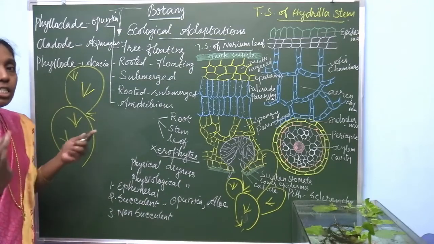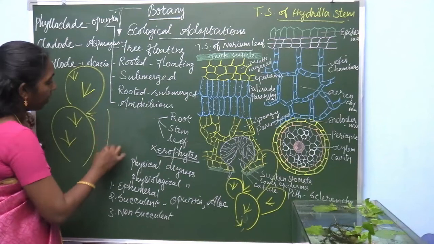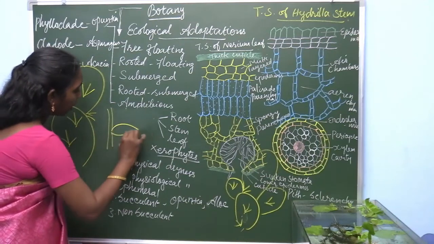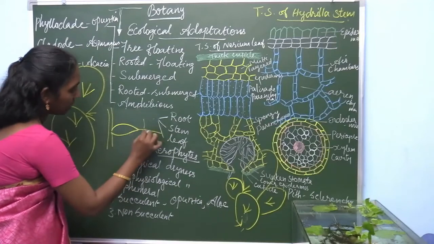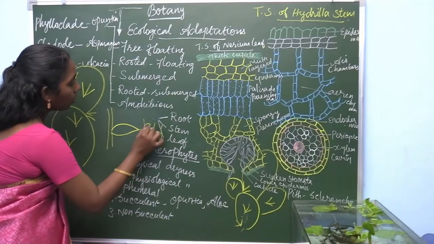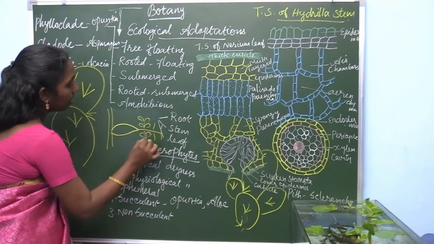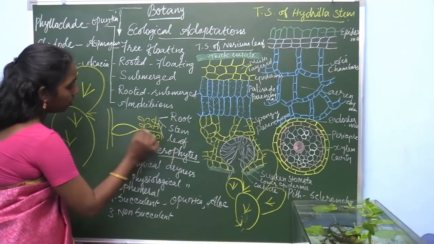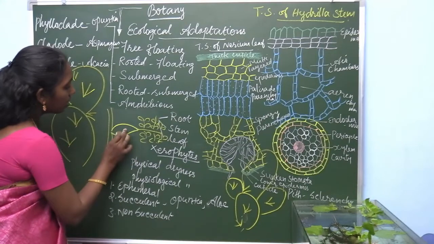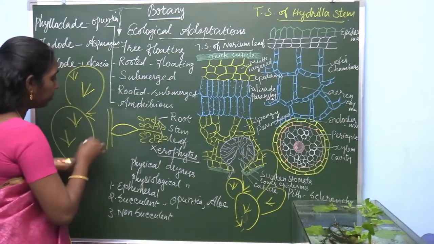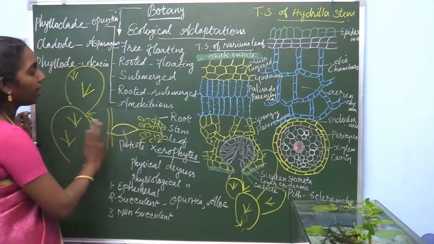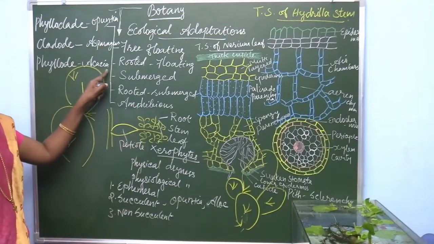Here the petiole is modified into a flat leaf-like structure and the leaves are reduced. This is the natural leaf. The leaves are reduced in size and this is the petiole. The petiole is flattened: phyllodes, acacia.